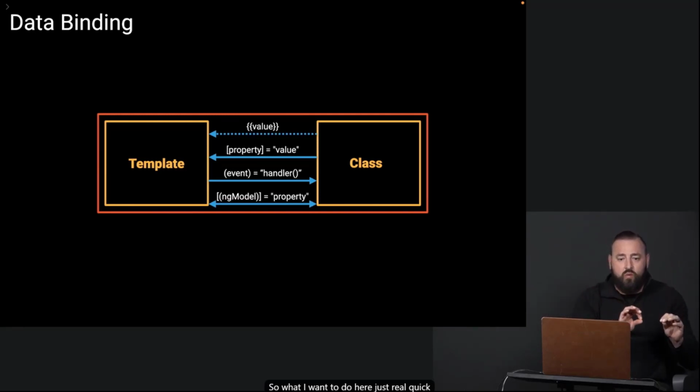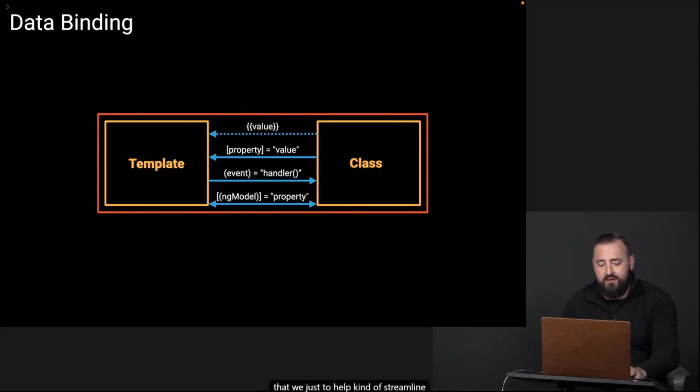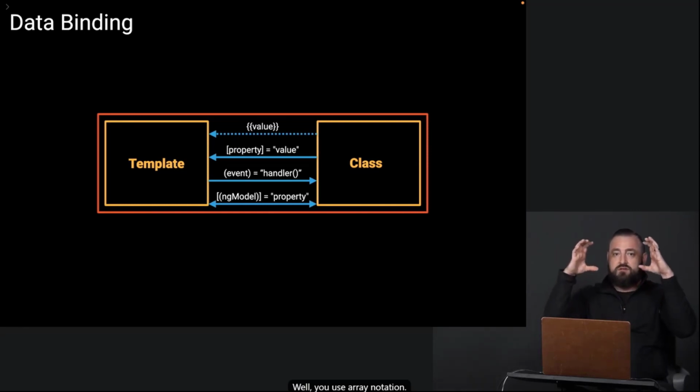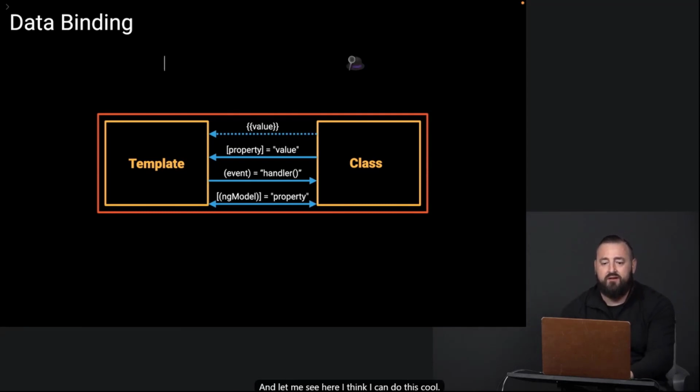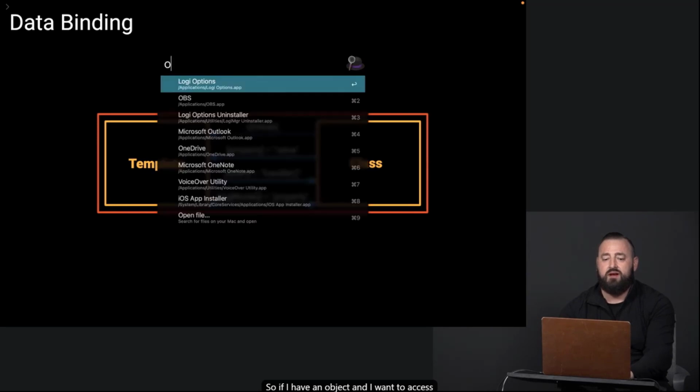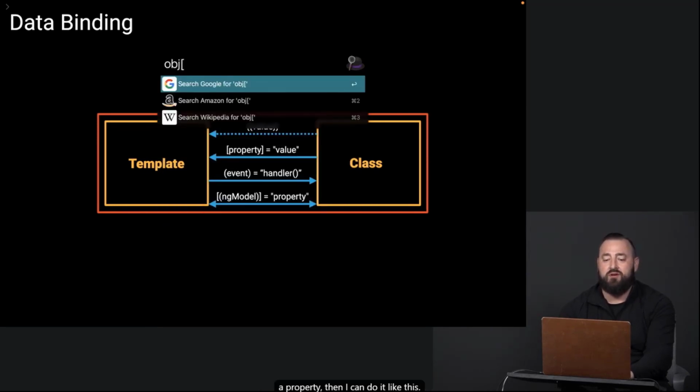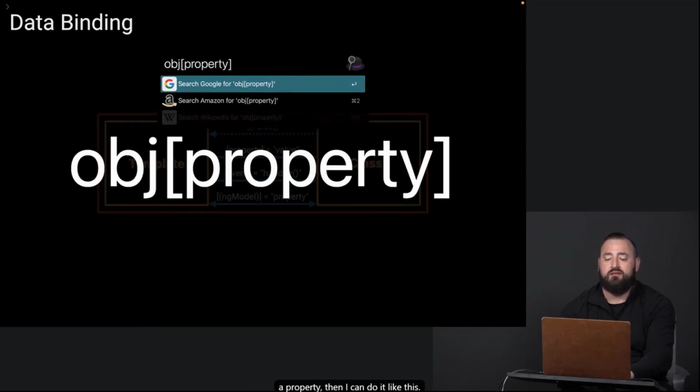So what I want to do here just real quick, to help streamline some of this when you think about it: if you have an object and you want to access a dynamic variable and you don't know what that is, how do you dynamically access a property on an object? Well, you use array notation. Cool. So if I have an object and I want to access a property, I can do it like this. And so if property equaled name, it would return the value of the name property on that object.